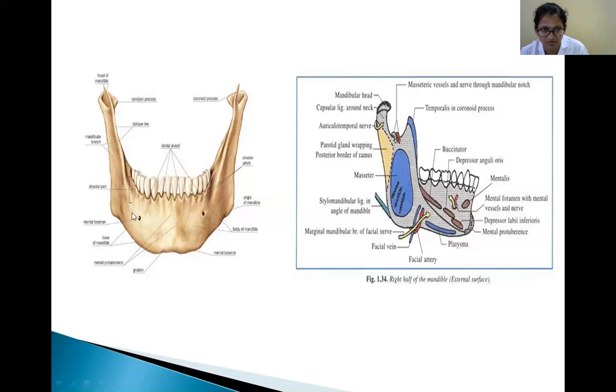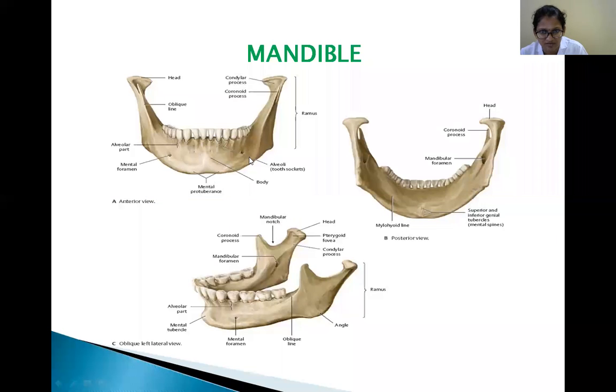The body of the mandible. This is the body of the mandible. The body of the mandible is horseshoe shaped. It consists of an outer surface and an inner surface. Coming to the external features of the body of the mandible, it consists of an outer external surface and an inner surface.